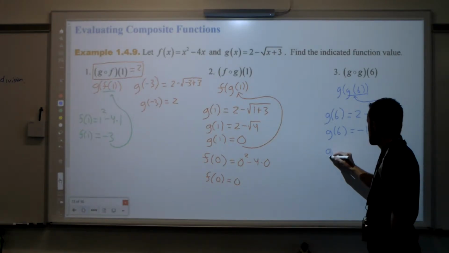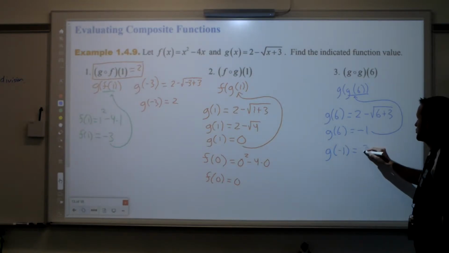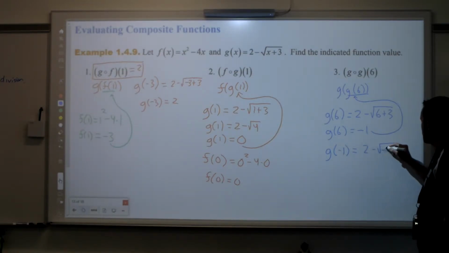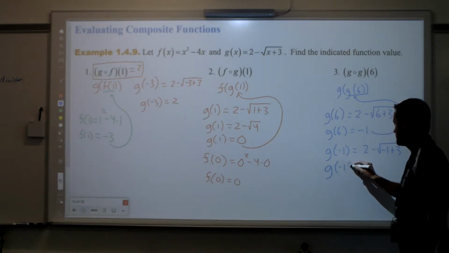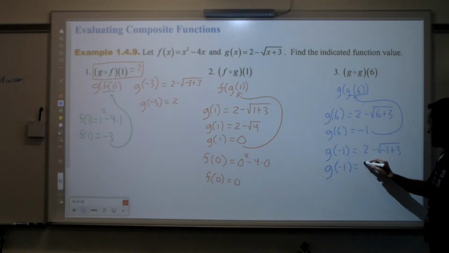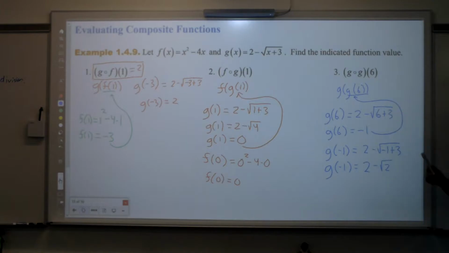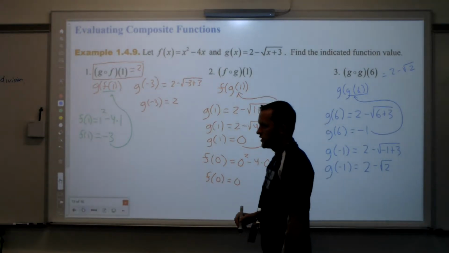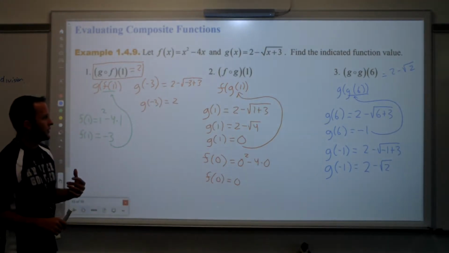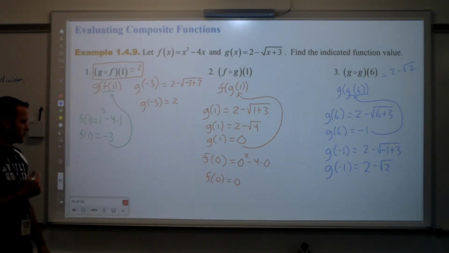So now we're going to plug that into g again. So now we're going to do g of negative 1, which is going to give us 2 minus the square root of negative 1 plus 3, which is going to be 2 minus the square root of 2. And that's going to be our composition of g of g of 6. We're going to end up getting 2 minus the square root of 2. Alright, so that's how you do it when you're given the equations and then you're given values.